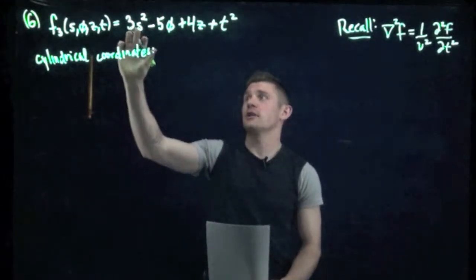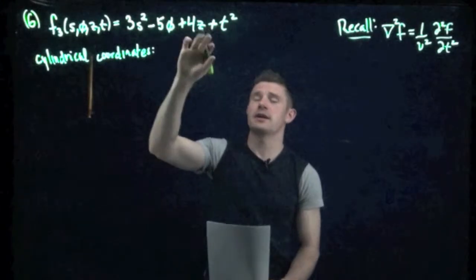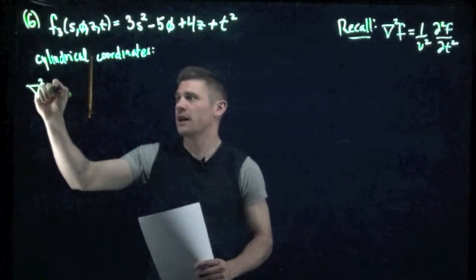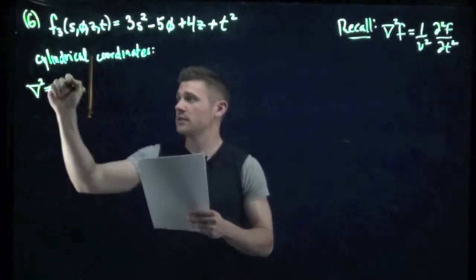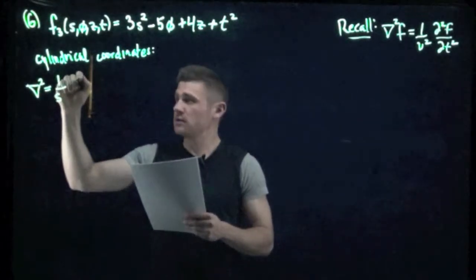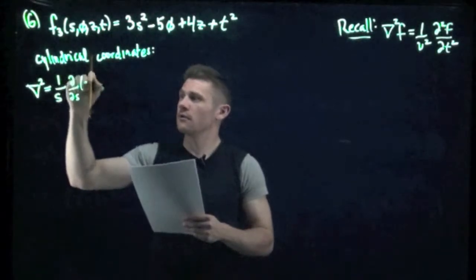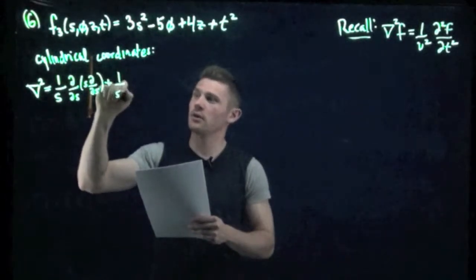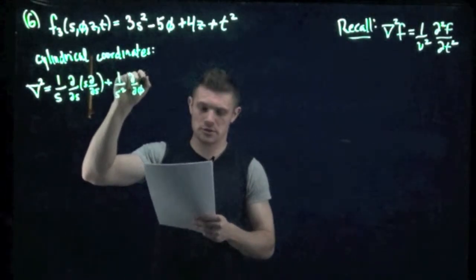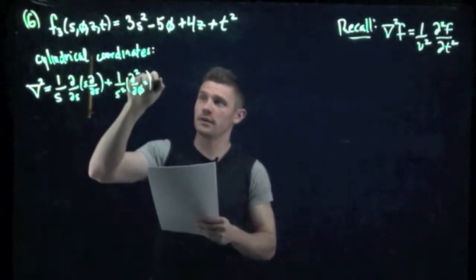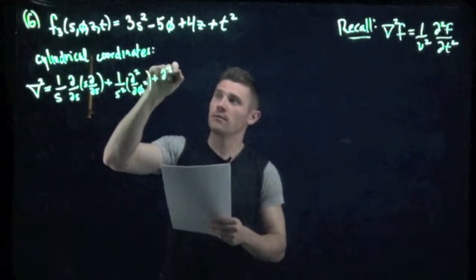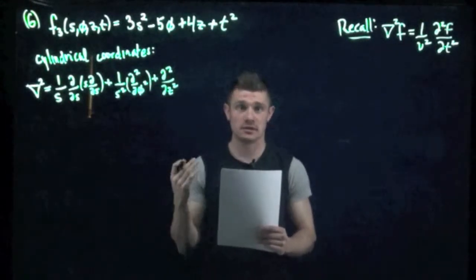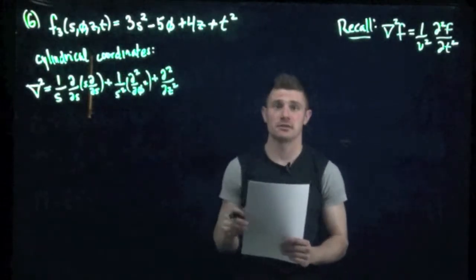We see that it's a function of 3s squared minus 5 phi plus 4z plus t squared. So again, now that we know we're in cylindrical coordinates, we can write our Laplacian, which you can get from your formula sheet. It's given by 1 over s d by ds of s d by ds, plus 1 over s squared d squared by d phi squared, and then plus d squared by dz squared. Okay, so this Laplacian is now in cylindrical coordinates because our function is in cylindrical coordinates.